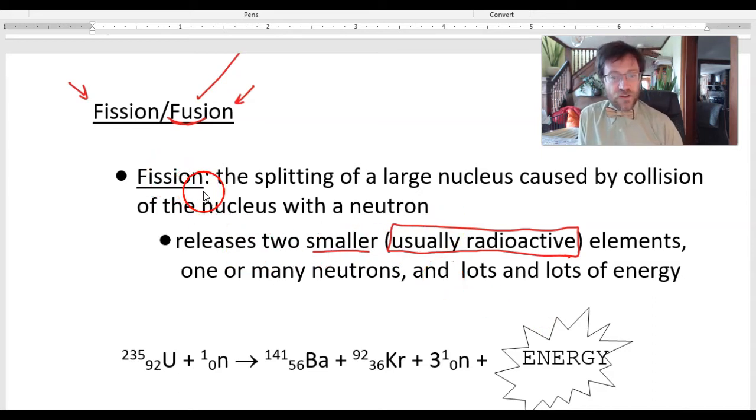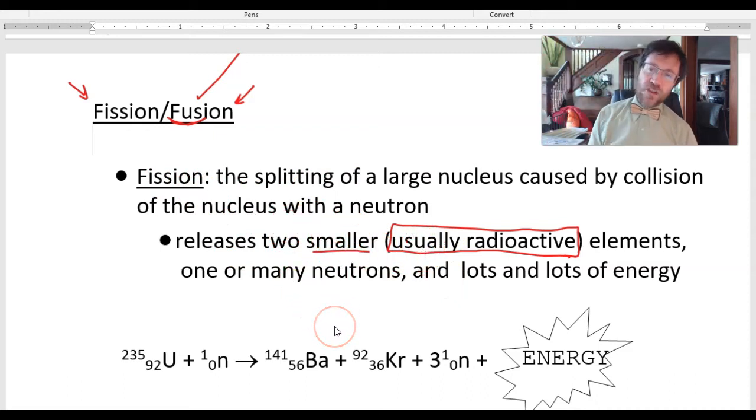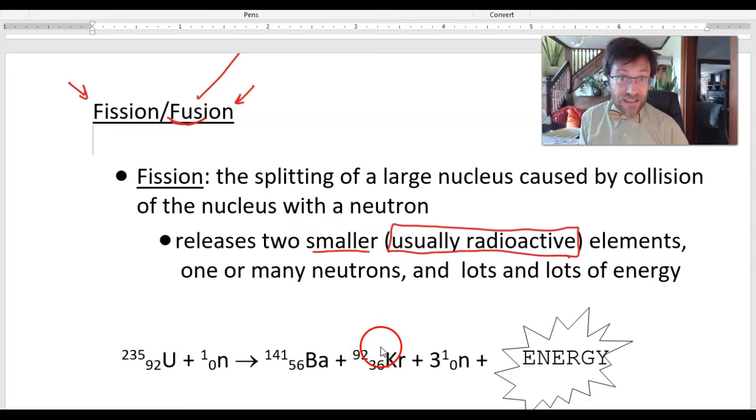So what happens in fission, we split a large nucleus into two smaller, usually radioactive elements, and then a bunch of extra neutrons come flying out. And that's the clutch part. There's extra neutrons that go flying out. And we usually use uranium. Why?